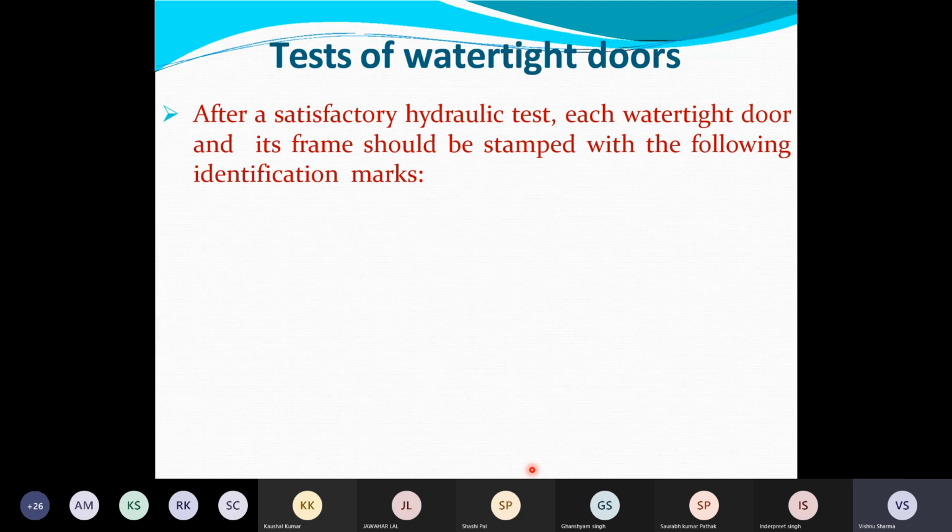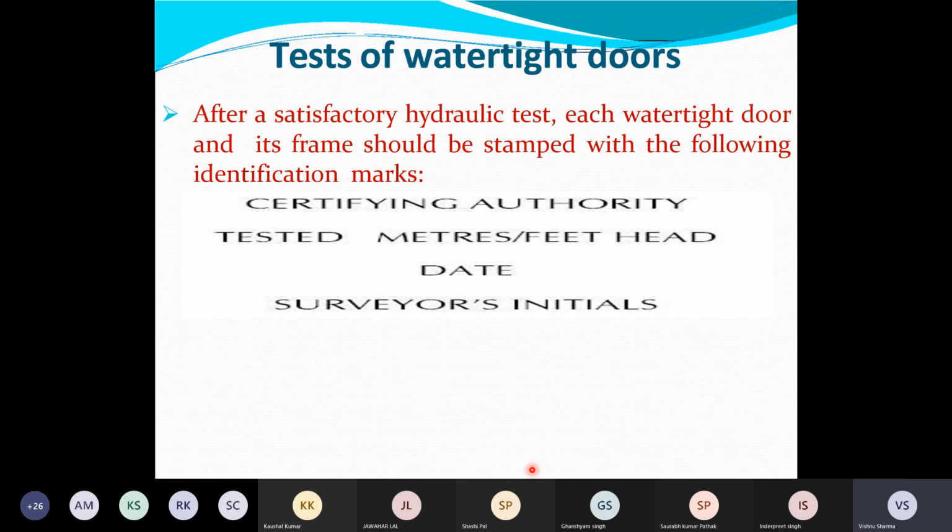After a satisfactory hydraulic test, each watertight door and its frame should be stamped with the following identification mark. That should have the certifying authority name, tested to how many meters of head, date on which it is tested, and the surveyor's initial. So the door which has been tested would be duly stamped, so that people can know the standards to which it has been tested.